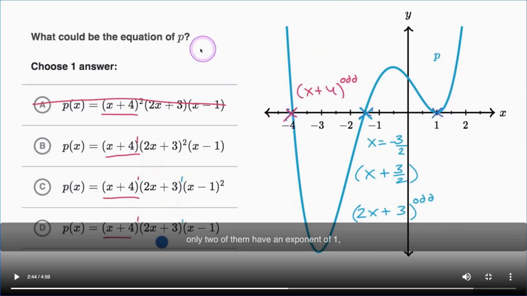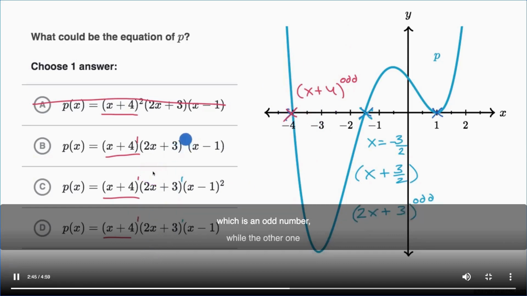But for the odd exponents, that can be quite tricky. So for the x plus 4, if it's a negative value, then the output is a negative value, and if it's a positive value, the output is a positive value. So that's why the sign gets changed from positive to negative after the line goes through this 0 point. I hope I explain it very well.